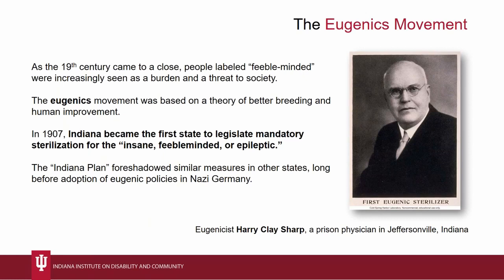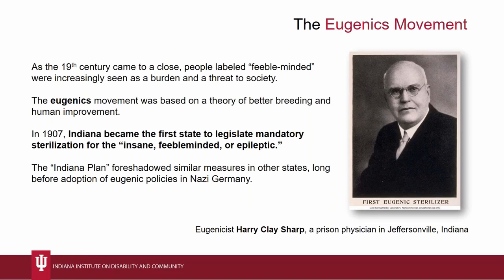As far as eugenics, Indiana has an unfortunate distinction. In 1907, it became the first state to legislate mandatory sterilization for the insane, feeble-minded, or epileptic, so to speak. Victims of eugenic legislation over the following 6 decades were largely institutionalized people with intellectual and/or developmental disabilities. The Indiana plan, as it was known, was later adopted by other states. These laws reflected ideas that were the basis for the eugenic policies in Nazi Germany.